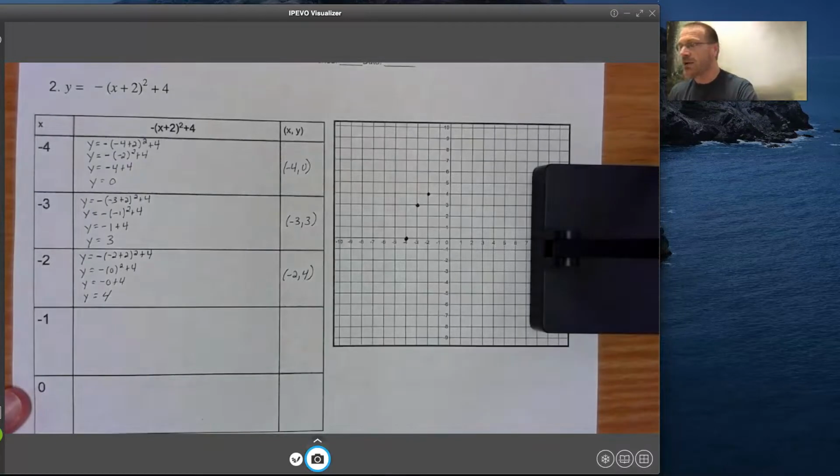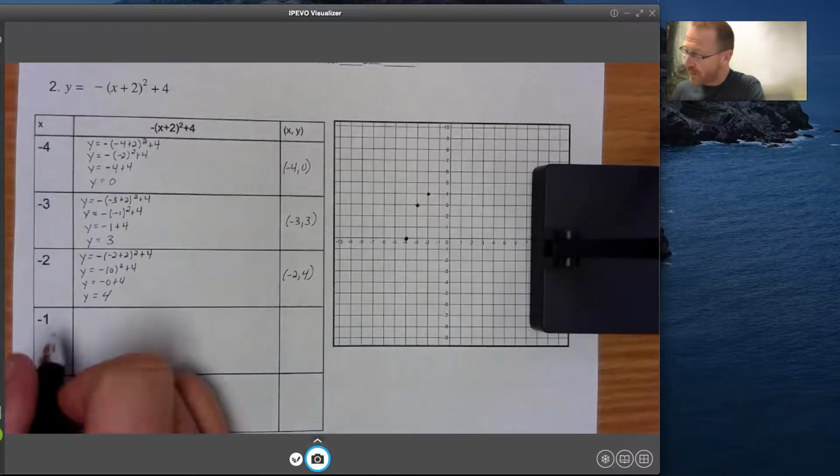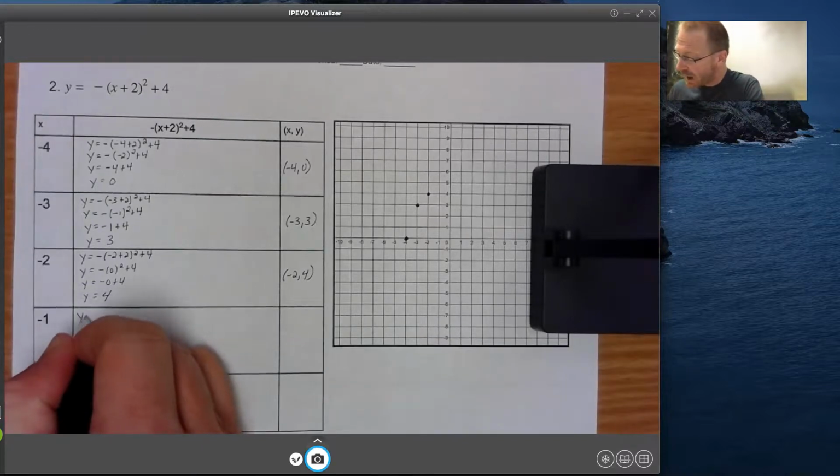So now notice, definitely not a line. So we already see that in the points that we're creating. So hopefully it's going to look like one of our 4 functions. So let's do our last 2 points here.